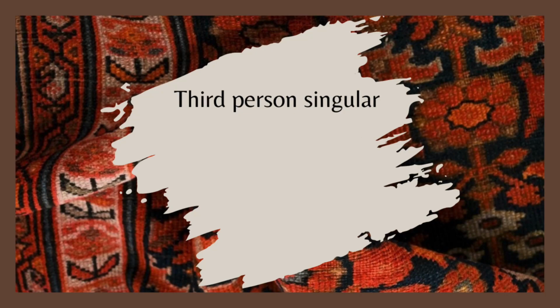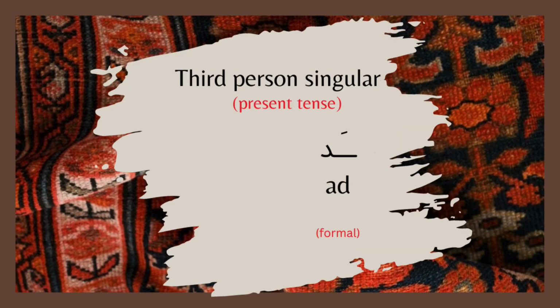Third person singular. Okay, it's where the personal ending is different in present and past tenses, as I mentioned in the beginning of the video. And it's quite simple. For the past tense, you just don't add anything to the past stem, but for the present stem, there's another thing you need to pay attention to. Third singular personal ending is different in formal and colloquial language. Third person singular's conjugational ending for formal language is at. And colloquial language is a.